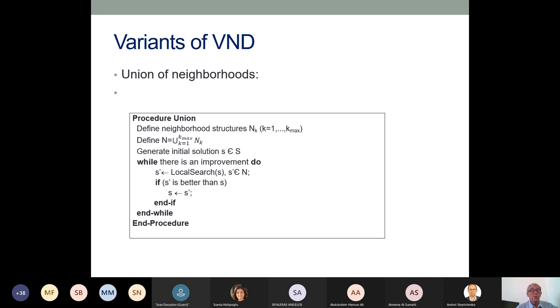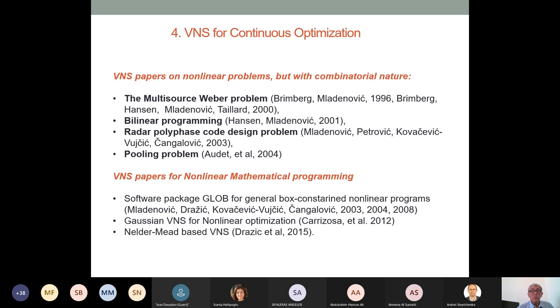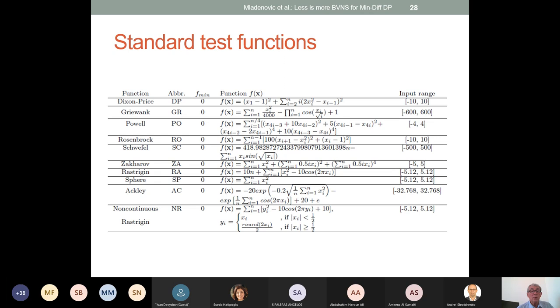The union of neighborhoods VND is good but slow. There are many other variants that appeared in the literature that you will hear about if you come to this conference. There are 3-level, backward, 2-phase VNS, and Gaussian VNS for continuous problems, where in shaking you use the central limit theorem, or let's say a Gaussian distribution of the points that you found before, to find the next random point, and so on. For getting an initial solution, you have the variable neighborhood pump. There are many hybrids, as you can see. Now here is the first application. I will go fast through that, because just 10 minutes remain.